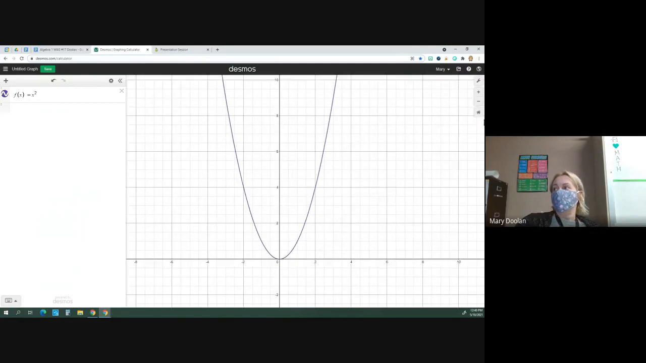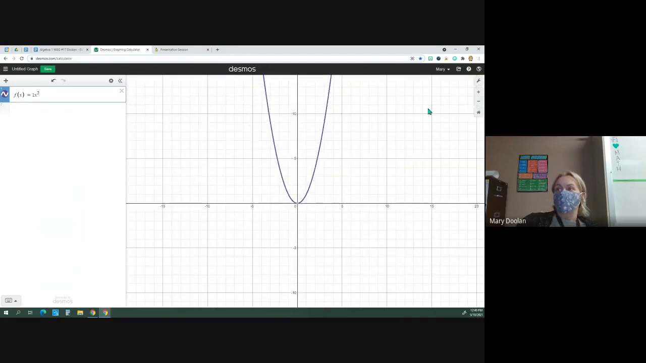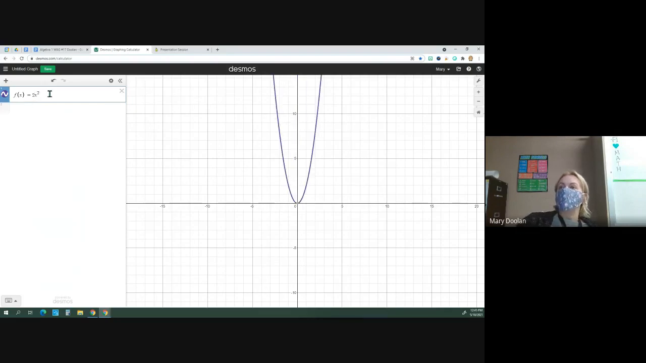If I change this a little bit, so a means I have a number in front of it. Right now there's a 1, right? It doesn't change at all if I put a 1 there because that's an invisible one that's already there. But if I change it to something larger than 1, like 2, my graph gets narrower. If I change it again, 25, it gets really super narrow. 250, even more narrow.